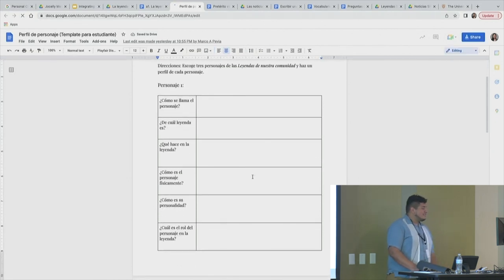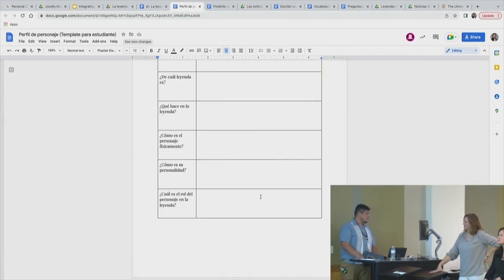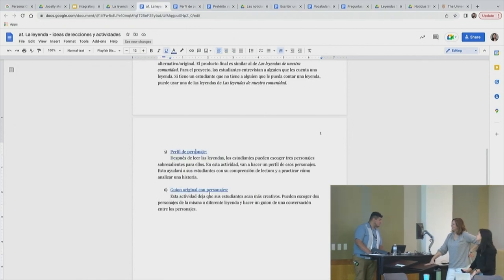Escoger un personaje que le sobresalió, cómo se llama, de cuál leyenda es, qué hace la leyenda, just a simple character profile. Y escribir un diálogo entre dos personajes de la leyenda o algo así hiciste también, creo. O sea, como más creativo. En el guión.